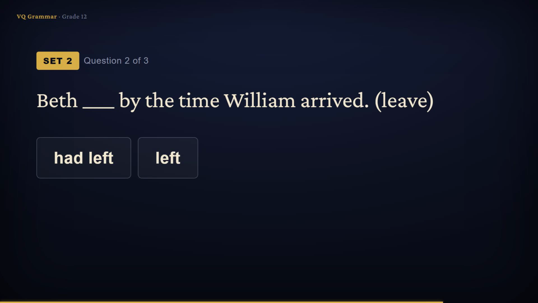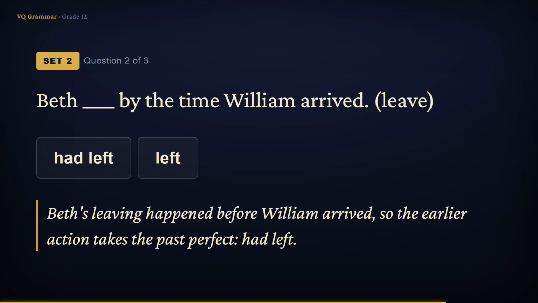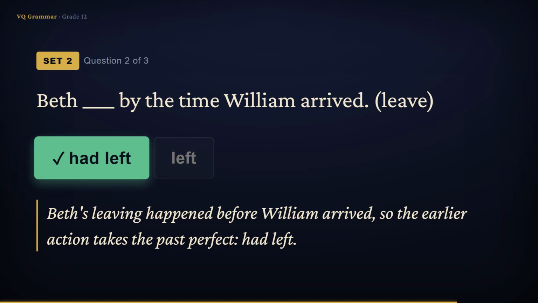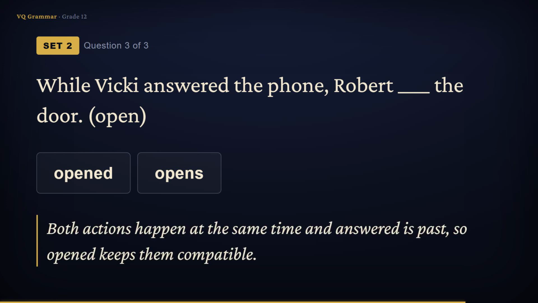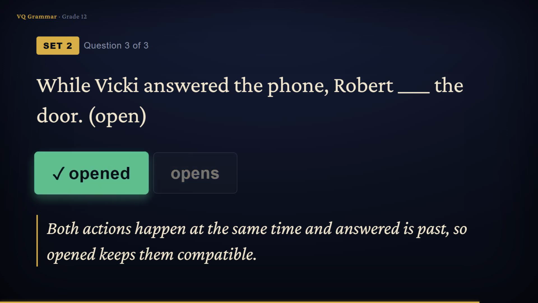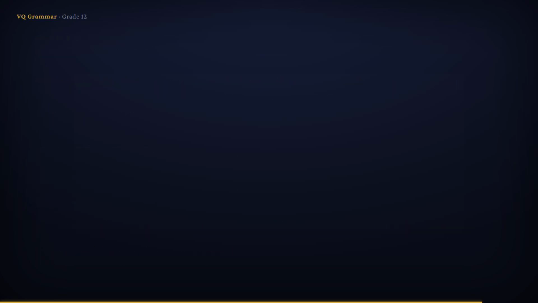Beth blinked by the time William arrived. Had left or left? William's arrival is past, but Beth's leaving came before it. The earlier action needs the past perfect, so had left is right. Beth had left before William ever showed up. While Vicky answered the phone, Robert blanked the door. Opened or opens? The two actions happen at the very same time, and answered is past, so the second verb must be past as well. Robert opened the door. Opened keeps the pair compatible.